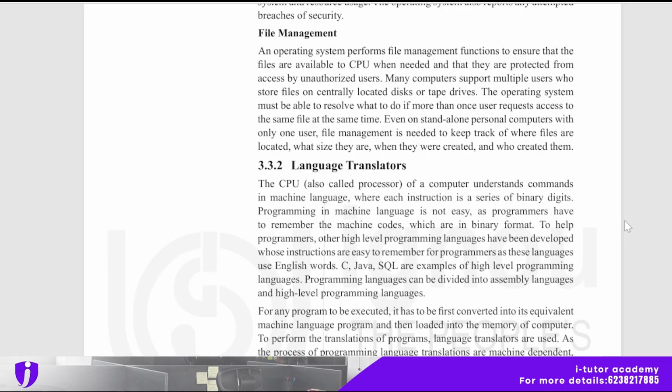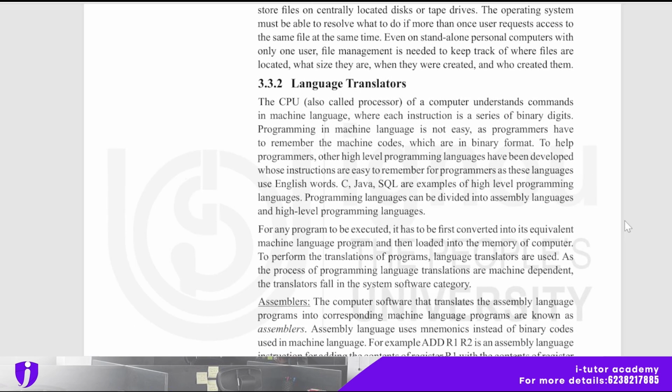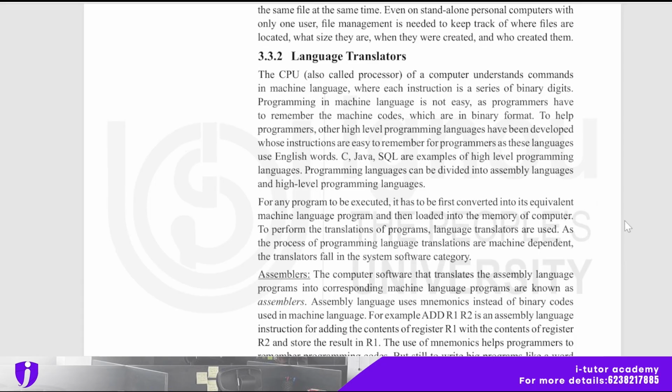The operating system must be able to resolve what to do if more than one user requests access to the same file at the same time. Even on standalone personal computers with only one user, file management is needed to keep track of where files are located, what size they are, and when they were created and who created them. And language translators.